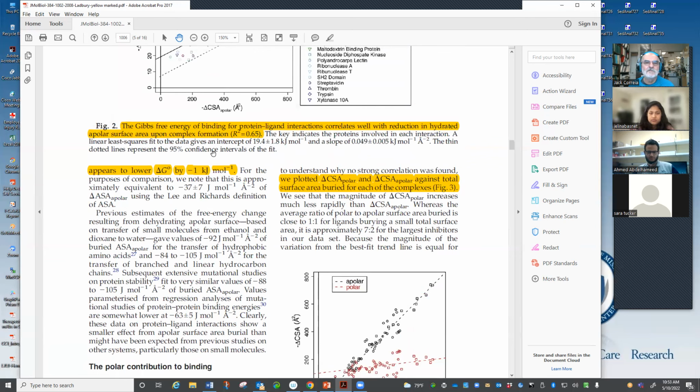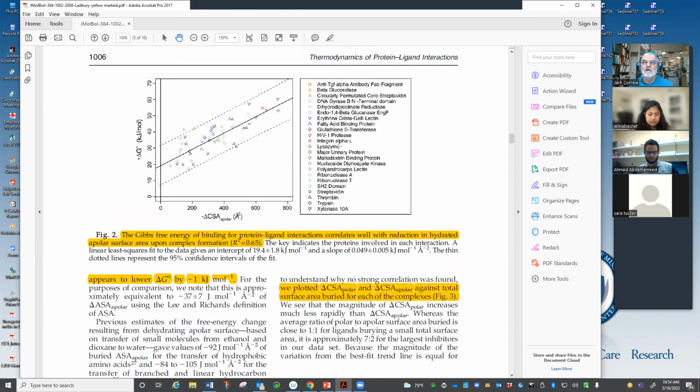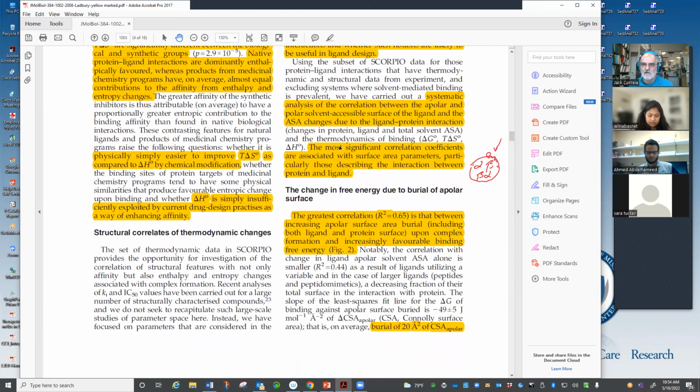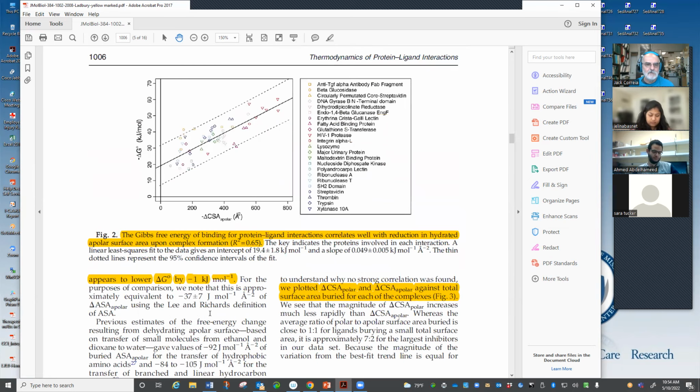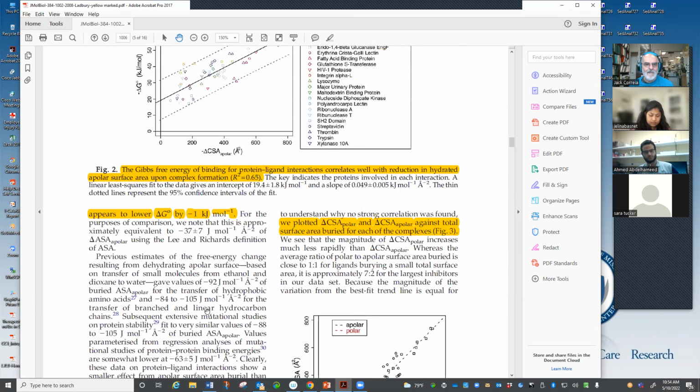And the slope of that line is, let me go back here to make sure I have the slope right. The slope is minus 49 joules per mole. I might have had a misplaced kilojoules there.